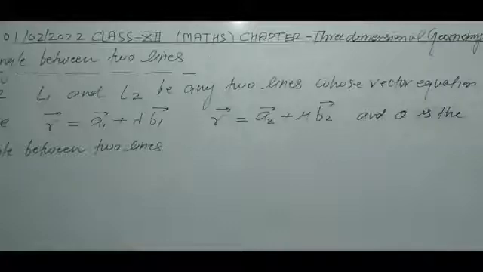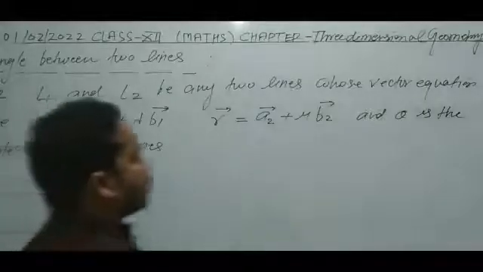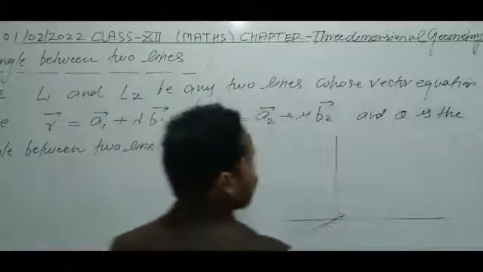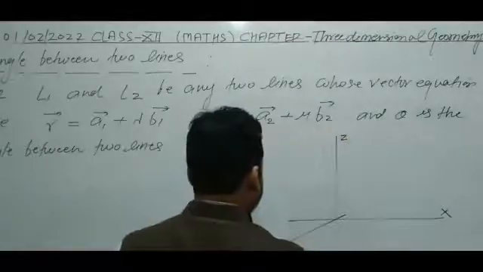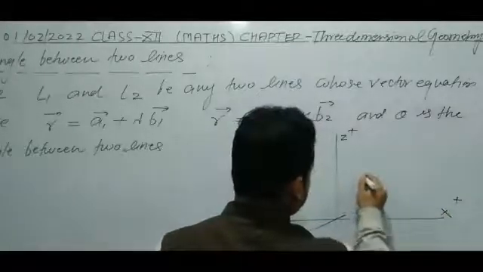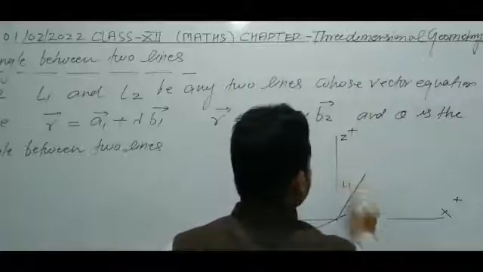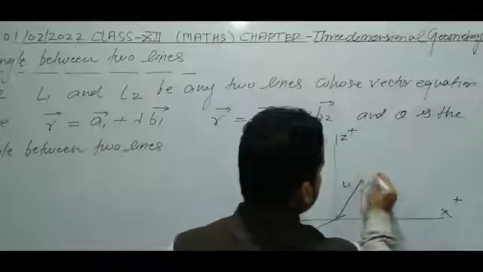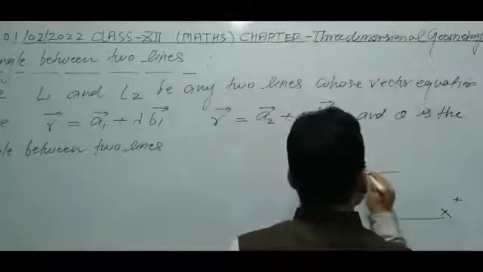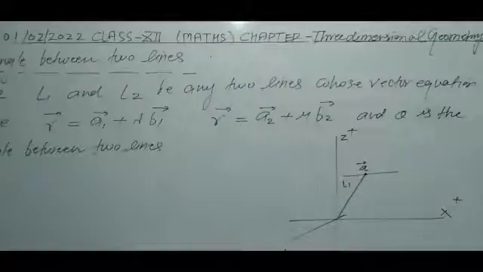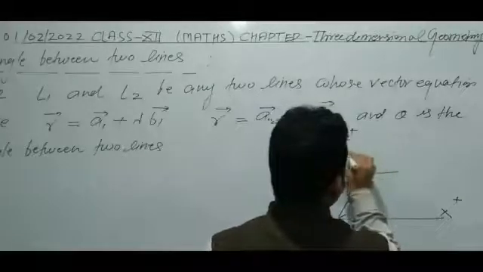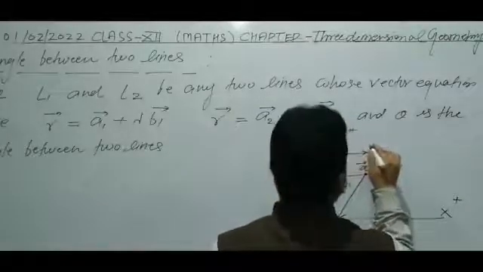Now you know, suppose in three-dimensional space x, y and z, suppose this is the line L1, which is passing through point A whose vector equation is given, and parallel to vector B1.